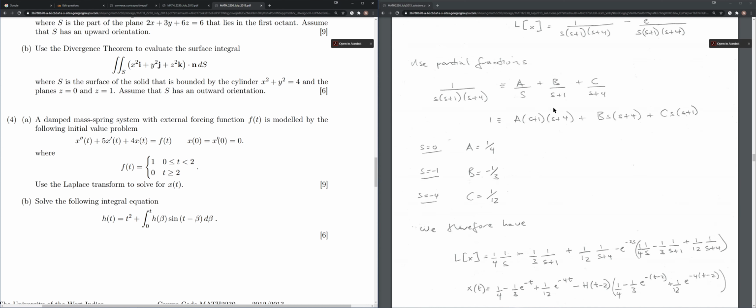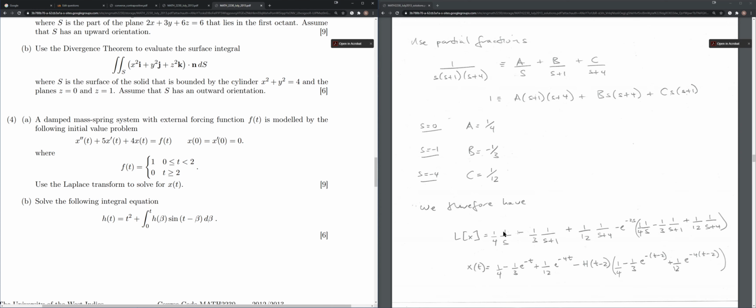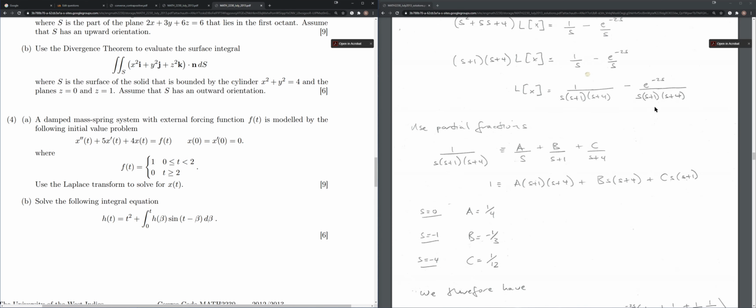So I get that 1 on s plus 1 times s plus 4 is a quarter times 1 on s minus 1/3 times 1 on s plus 1 plus a half times 1 on s plus 4, plus 1/12 times 1 on s plus 4. Okay, and also what I need to do is get the Laplace inverse of this expression here, right?